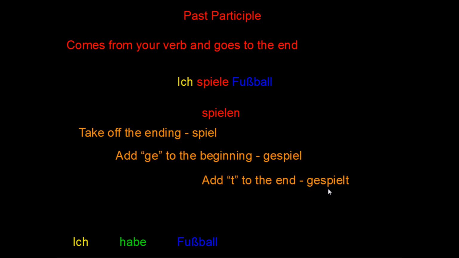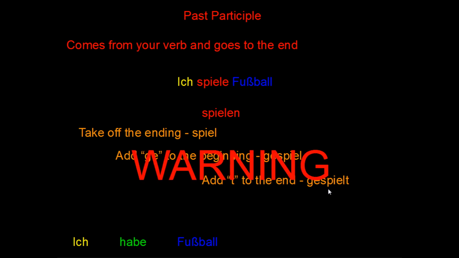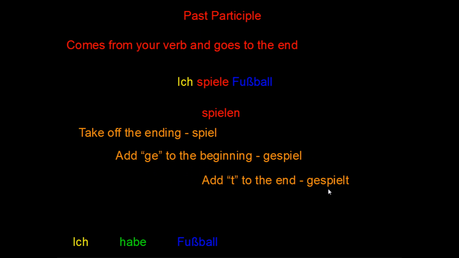Unfortunately, no, it's not that simple with every verb. If you have what we call an irregular verb, it will not follow the pattern. Most verbs are regular, and if it's regular, it follows the pattern. Take off the ending, add ge to the beginning, add t to the end. If it doesn't, though, it will do something different, and unfortunately, that's different for each irregular verb, and you will just have to learn that. But going back to our sentence, we put gespielt at the end, and you can see on the bottom of the sentence, ich habe Fußball gespielt.